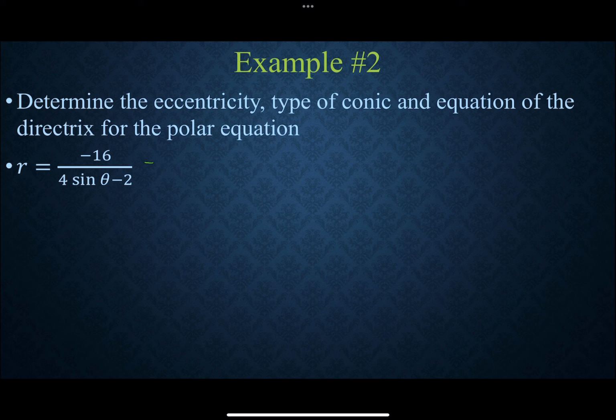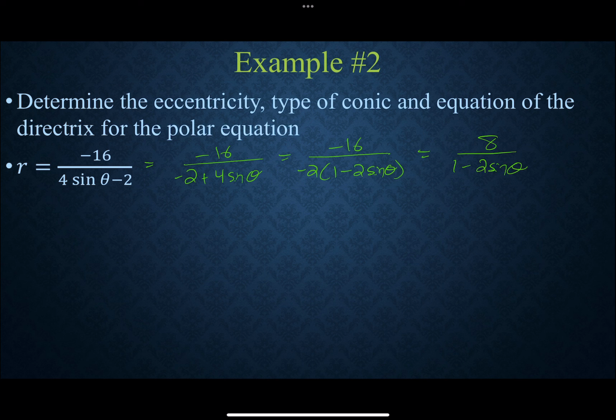Sometimes we have to rearrange the equation to put it in the right order. So this would really be a negative 2 plus 4 sine theta. So we're going to factor away the negative 2 to get 1 minus 2 sine theta. That reduces the numerator again, 8 up top.